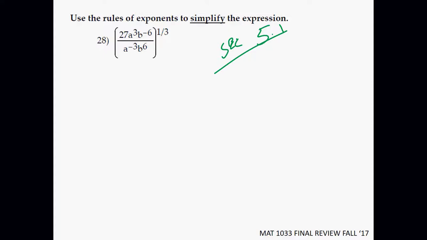Since I have the 1/3, I would like to write each term inside the parentheses as a power of 3. All of us know that 27 is basically 3 to the power of 3, a to the power of 3. B to the power of negative 6 is basically b to the power of negative 3 times b to the power of negative 3.